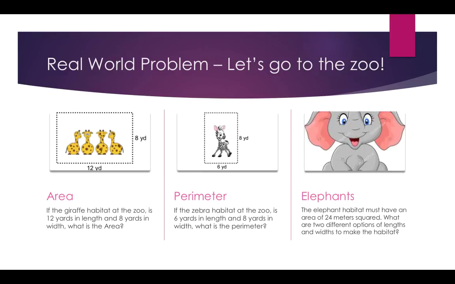A couple of real-world problems for you. Let's talk about going to the zoo. If the giraffe habitat at the zoo is 12 yards in length and 8 yards in width, what is the area? Perimeter. If the zebra habitat at the zoo is 6 yards in length and 8 yards in width, what is the perimeter? And elephants. The elephant habitat must have an area of 24 meters squared. What are 2 different options of lengths and widths to make the habitat?